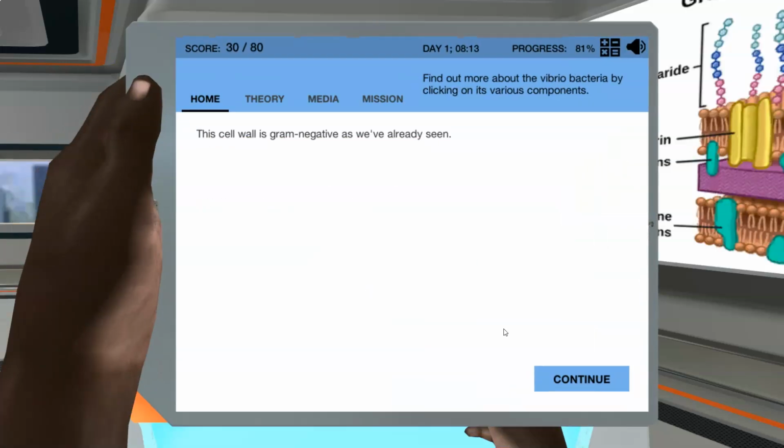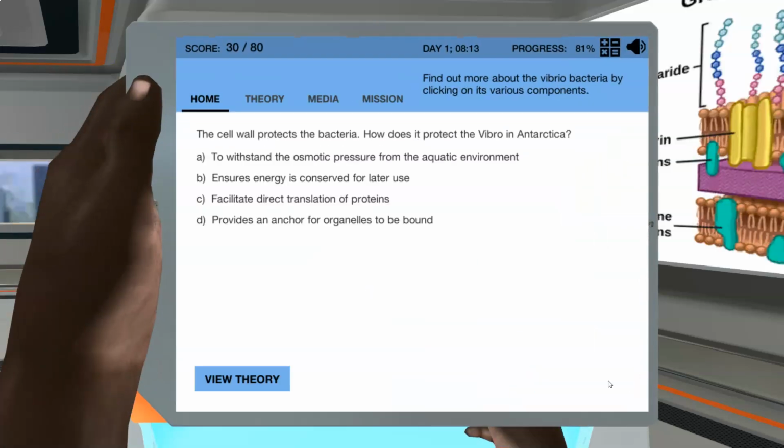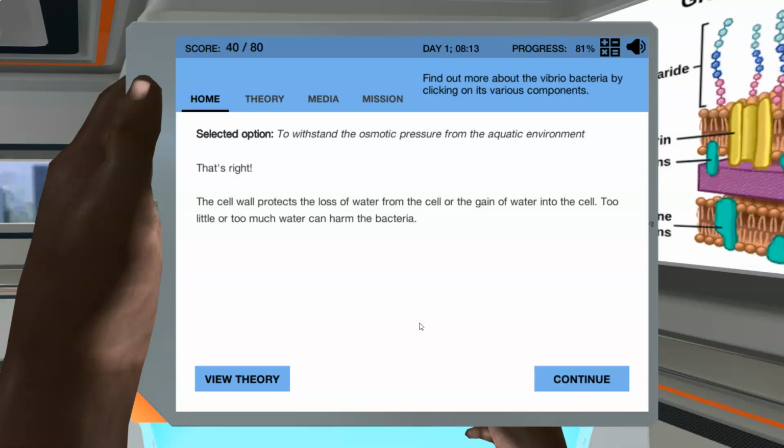This cell wall is gram-negative, as we've already seen. The cell wall protects the bacteria. How does it protect the Vibrio in Antarctica? That's right. The cell wall protects the loss of water from the cell or the gain of water into the cell. Too little or too much water can harm the bacteria.